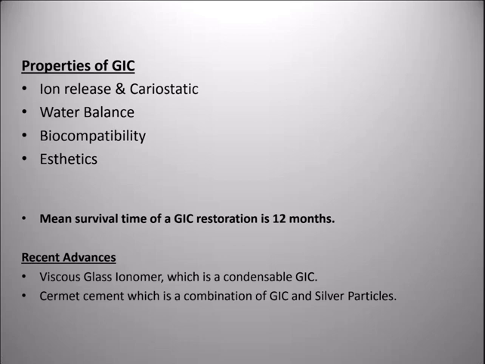So that's why there was another innovation called cermet cement, in which silver particles were incorporated with glass ionomer cement. Cermet cement is said to have the properties of both GIC and silver because of the incorporation of silver particles. It is said to have more strength than conventional GIC.